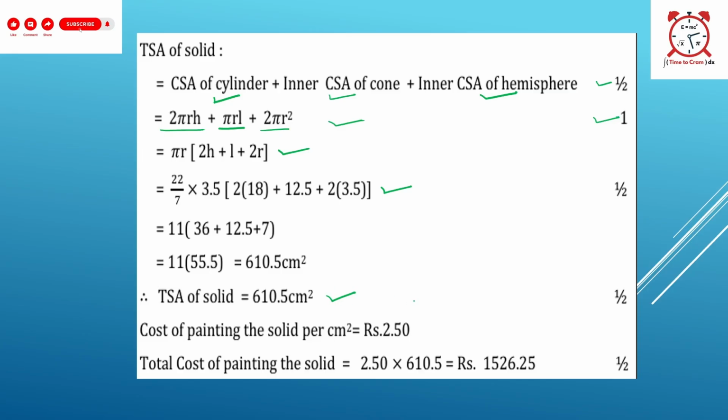Now the second answer, the cost of painting the solid per centimeter square. The cost is given as rupees 2.50, meaning rupees 2 and 50 paise. So we have to find the total cost of painting the solid. So after multiplying we will get the total cost as rupees 1526.25. So this is the second answer of the question.